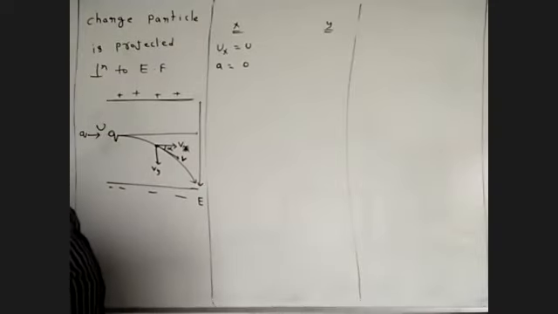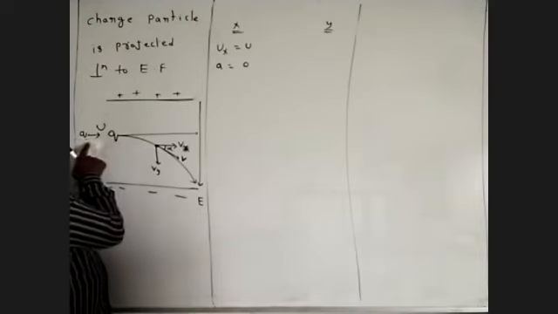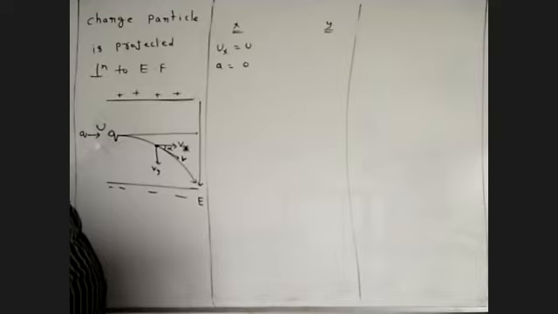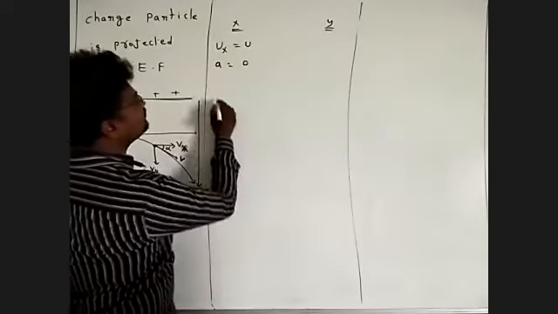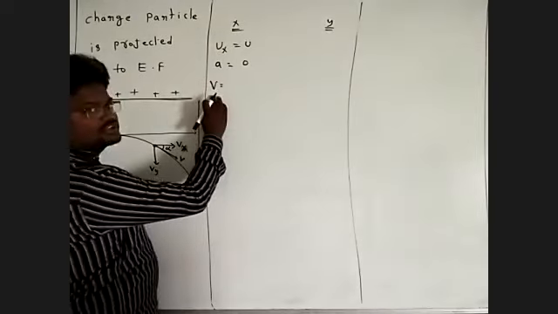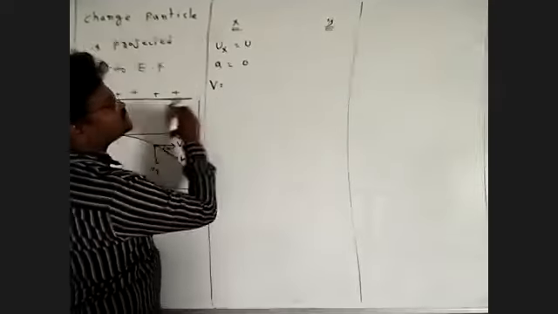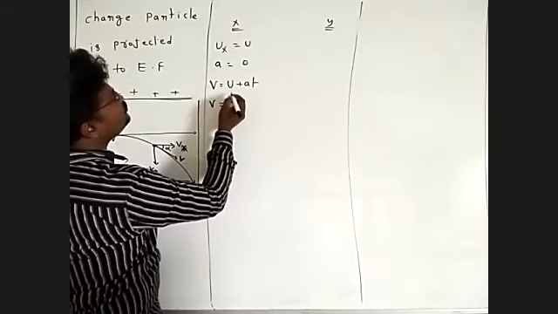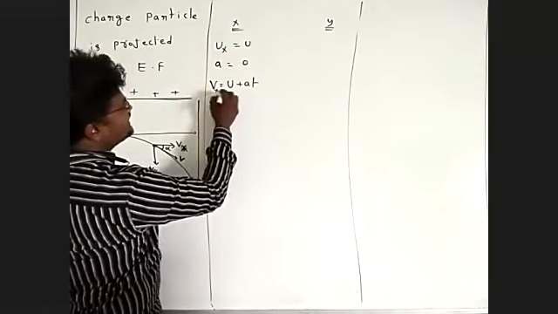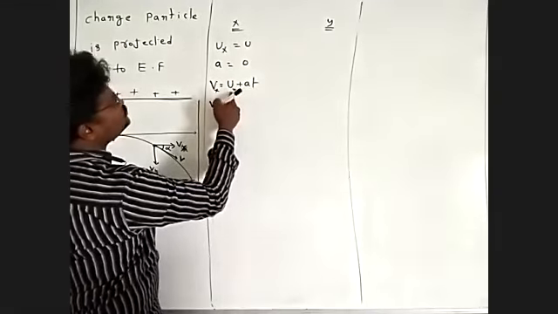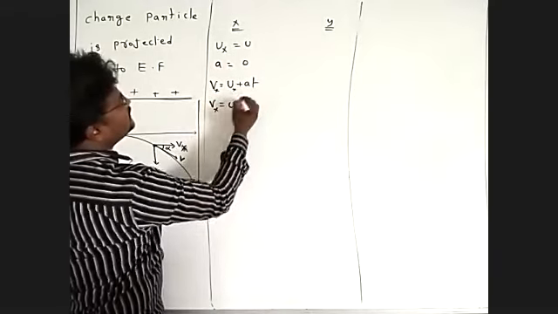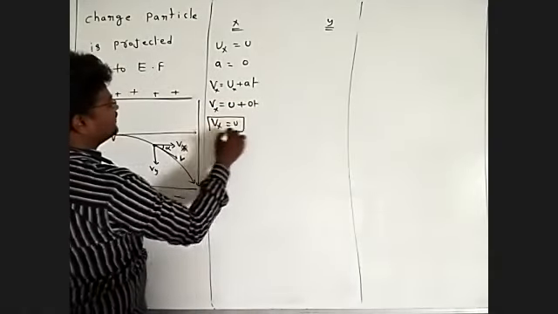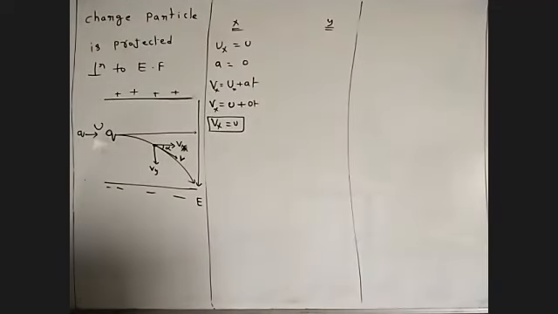Acceleration is 0. The charge moves with a uniform velocity along the x-axis. Acceleration is 0. Next, after time t, what is the velocity of the charged particle? v is equal to u plus at. Now Vx is equal to u, since a is 0. And the final velocity also, Vx is equal to u.